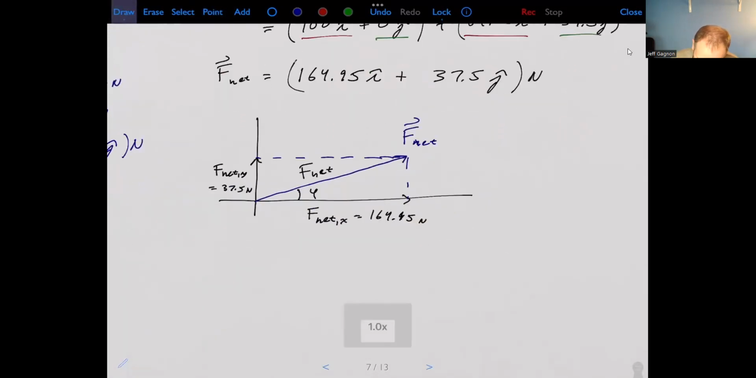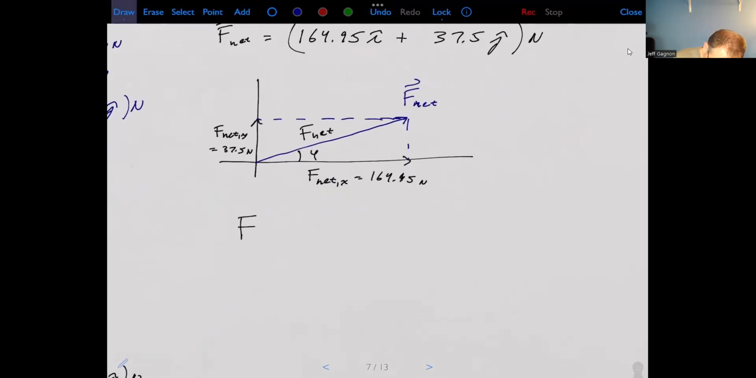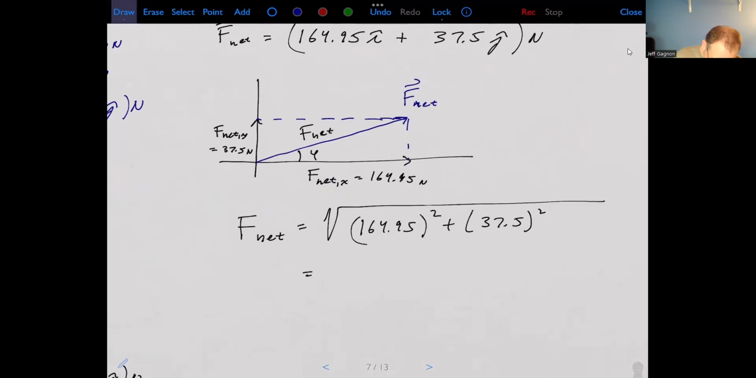So remember, how do you find the magnitude? Well, it's going to be using the Pythagorean theorem. So it'll be the square root of the x component squared plus the y component squared. And that ends up being 169.2 newtons.